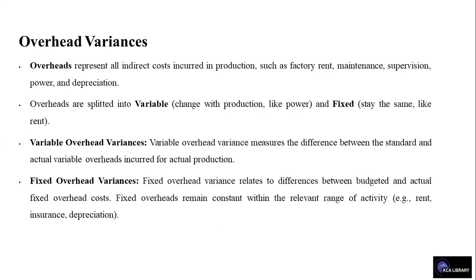We have the overhead variance also, which represents all indirect costs incurred in production, such as factory rent, maintenance, and depreciation. Overheads are split into variable, that changes with production, and fixed. We can see it divided into variable overhead variance and fixed overhead variance. Variable overhead variance measures the difference between the standard and actual overhead incurred for actual production, and the fixed overhead variance relates to differences between budgeted and actual fixed overhead costs. The fixed overhead remains constant within the relevant range of activities being performed.